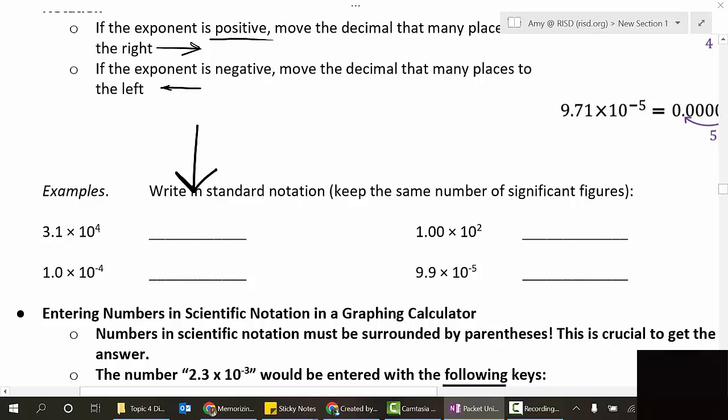So 3.1 times 10 to the 4. Because this is a positive exponent, we're going to move the decimal 4 times to the right. So 31000. So we moved it, if I'm going to write it big up here, 3.1, we moved the decimal 1, 2, 3, 4 times over, and we filled in the little loopies with zeros. So that became 31,000.